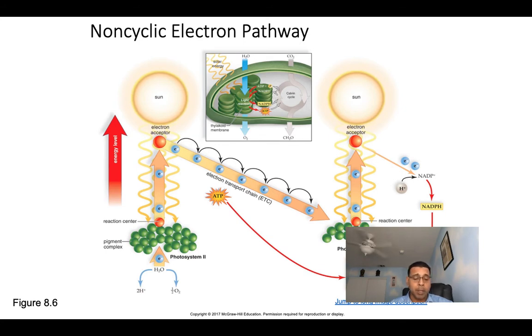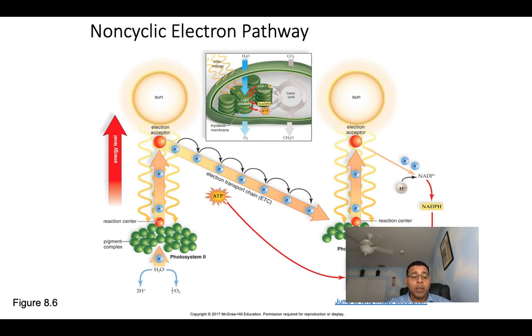The electron acceptor that received the energized electrons from the reaction center will send those electrons down a series of carriers that pass the electrons from one to the other. This is known as the electron transport chain, the ETC. As the electrons pass from one carrier to the next, the energy that is released is used to move hydrogen ions from the stroma into the thylakoid space, helping to form a hydrogen ion gradient like we saw with cellular respiration.